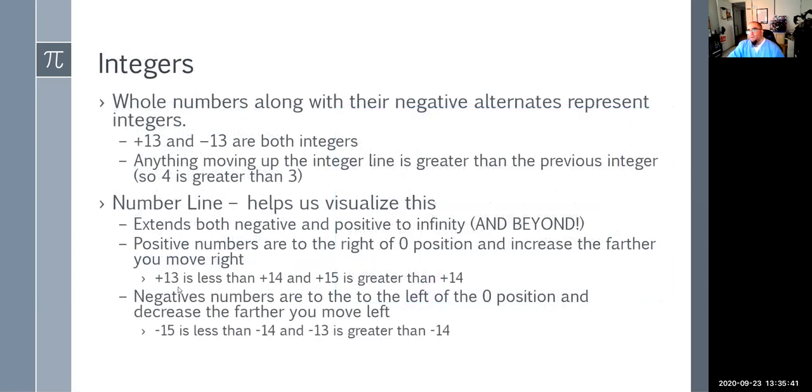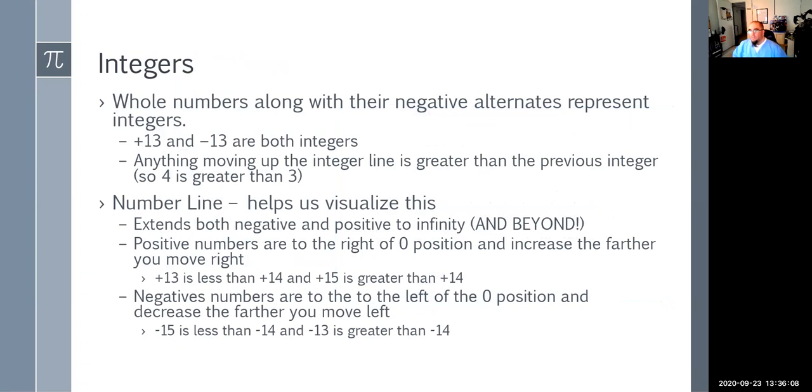So integers are the whole numbers along with their negative alternates, and they usually are indicated on the number line. Right? So plus 13 and minus 13 are both integers. They both exist on our spectrum of numbers. Anything moving the integer up the line is greater than the previous integer. So 4 is greater than 3. I know this seems silly to mention, but I actually had somebody that didn't understand this once before. Right? 0 is greater than negative 1.